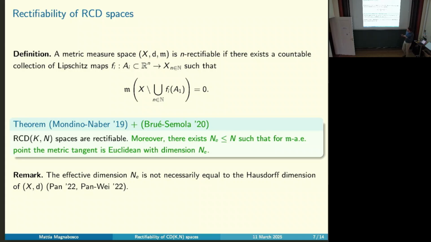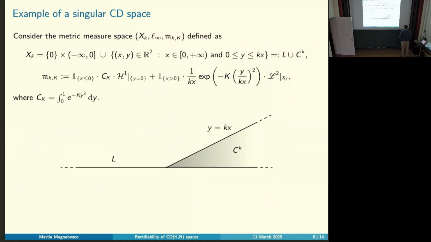Okay, so in RCD spaces, everything is very nice, and in the next slide, I would like to convince you that in CD spaces the situation is much more complicated, and I would like to do that with an example, and this is the example.